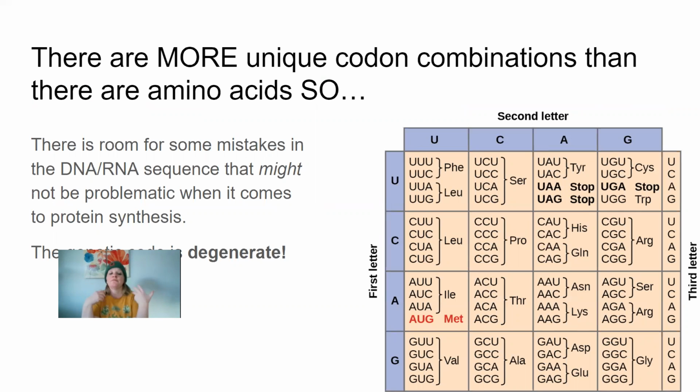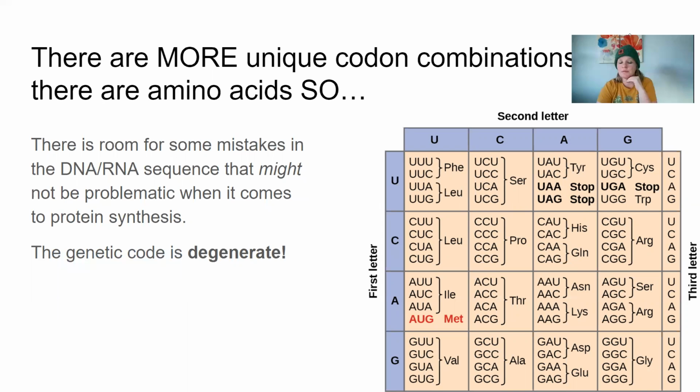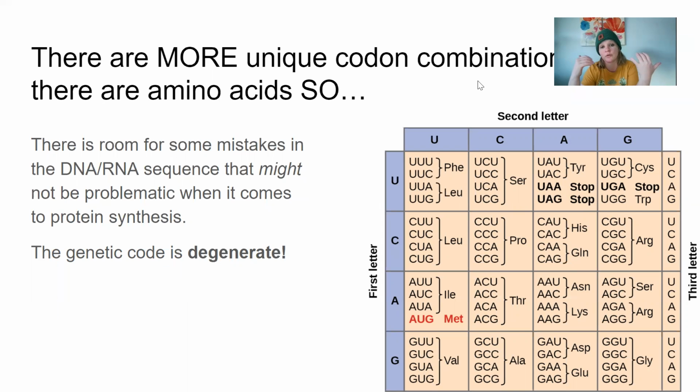So that means that we have more unique codon combinations than there are amino acids. So now we have a little bit of wiggle room. We can have some mutations in the genetic code in our DNA or RNA that might not actually change the order of the amino acids, because a mutation might still code for the same amino acid. So that just means that the genetic code is degenerate, right? That just means that there can be mistakes and it's not the end of the world. It's not going to change everything.